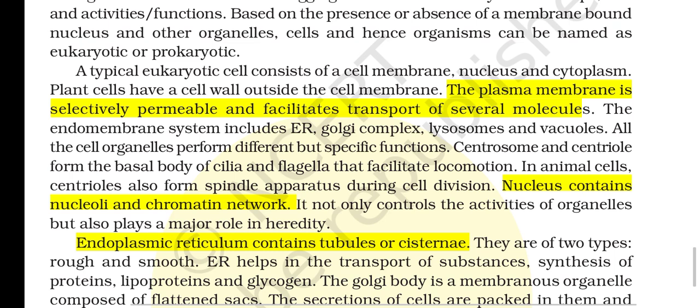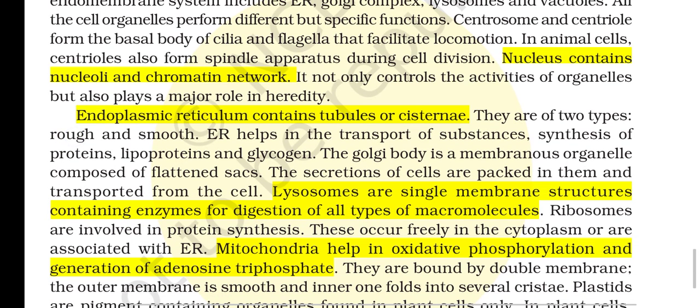The endomembrane system includes Golgi complex, lysosomes, and vacuoles. All the cell organelles perform different but specific functions. Centrosome and centriole form the basal body of cilia and flagella that facilitate locomotion. In animal cells, centrioles also form a spindle apparatus during cell division. Nucleus contains nucleoli and chromatin network. It not only controls the activities of organelles but also plays a major role in heredity.